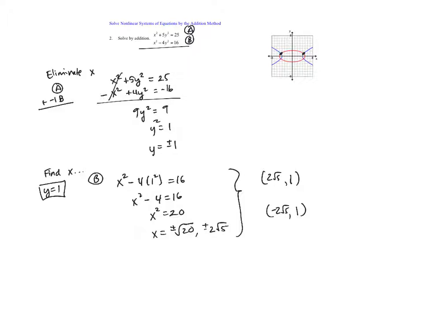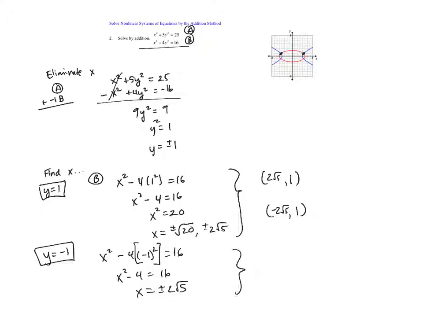But we also have a couple more because we also need to show what happens when y is negative 1. And we would get 4 times negative 1 squared. That negative 1 is just affecting the squaring. So it would be x squared minus 4 times positive 1. So that would still be x squared minus 4 equals 16. And so you end up with the same thing, positive or negative 2 root 5.